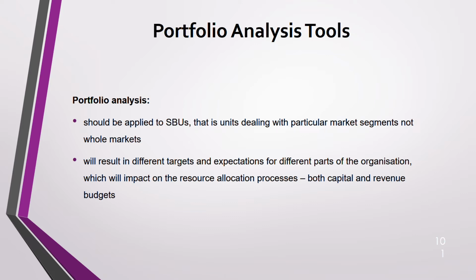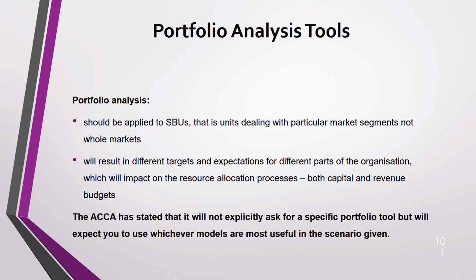So that means you have to decide where you are going to allocate your resources, both in terms of capital and revenue budgets. Which products or services need more resource allocation, which need less. You have to decide. And ACCA has stated that it will not explicitly ask for a specific portfolio tool. They will not say to use this portfolio tool or that one. But you are expected to use whatever models are most useful in the scenario. Whatever scenario is given to you, you have to use judgment. Which model is most suitable? If you feel BCG matrix is more suitable, use that. If you feel another is more suitable, depending on the scenario given, the examiners will not tell you.